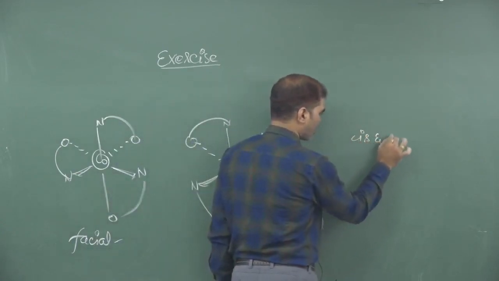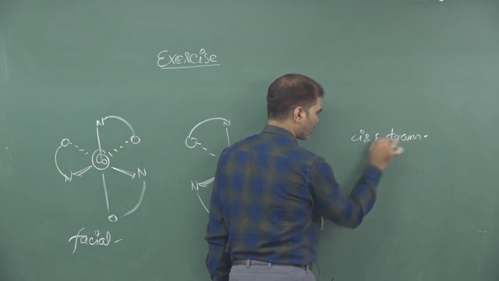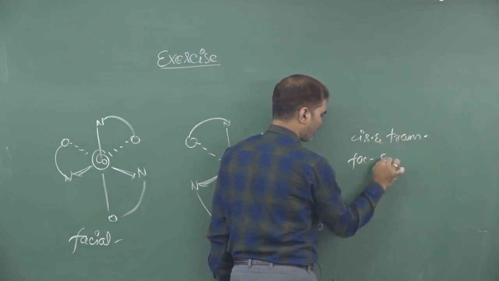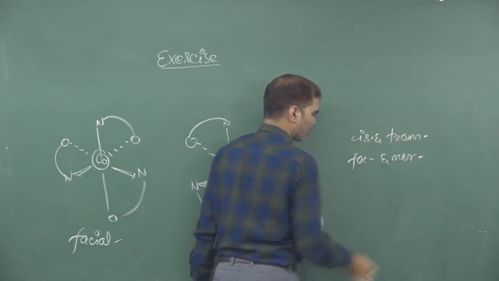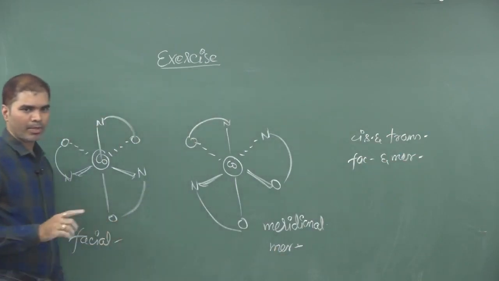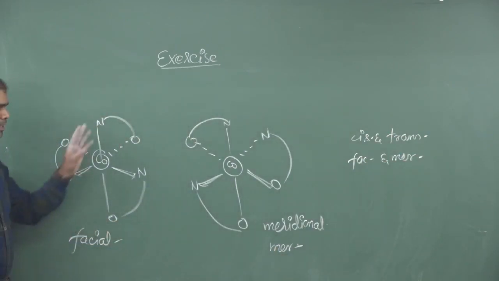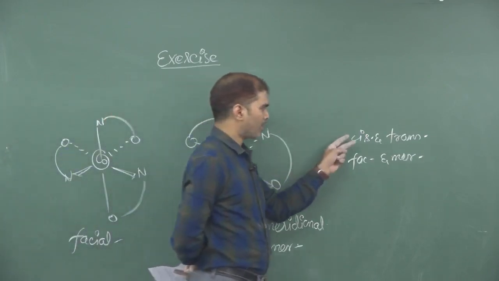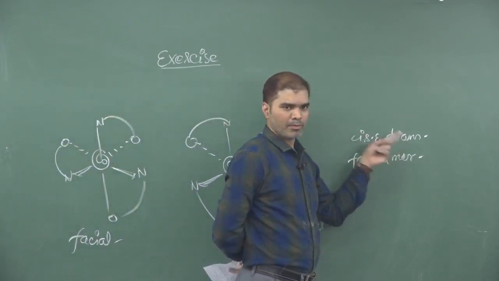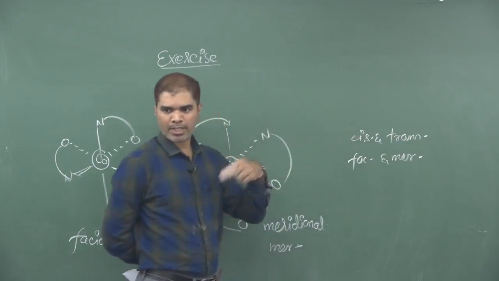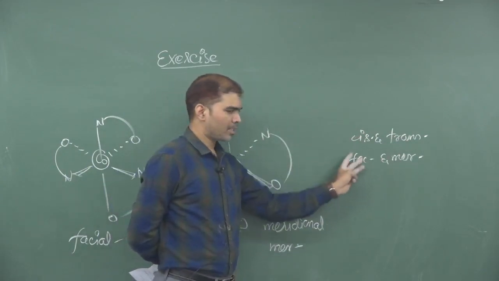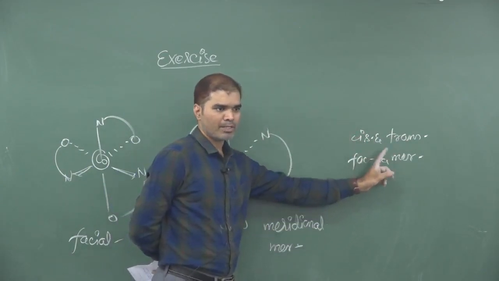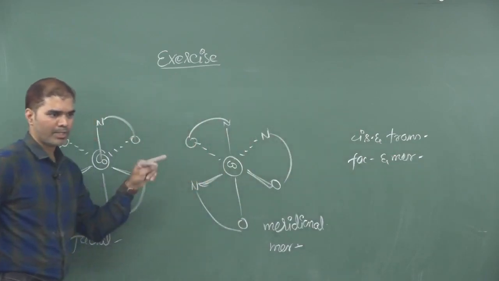Cis and trans are geometrical isomers. fac and mer are also geometrical isomers. Facial and meridional are geometrical isomers. Just as cis and trans are geometrical isomers for square planar complexes, for octahedral complexes you have cis and trans where 2 ligands are different from the other 4, and if 3 ligands are dissimilar, then you have facial as well as meridional also along with cis and trans.